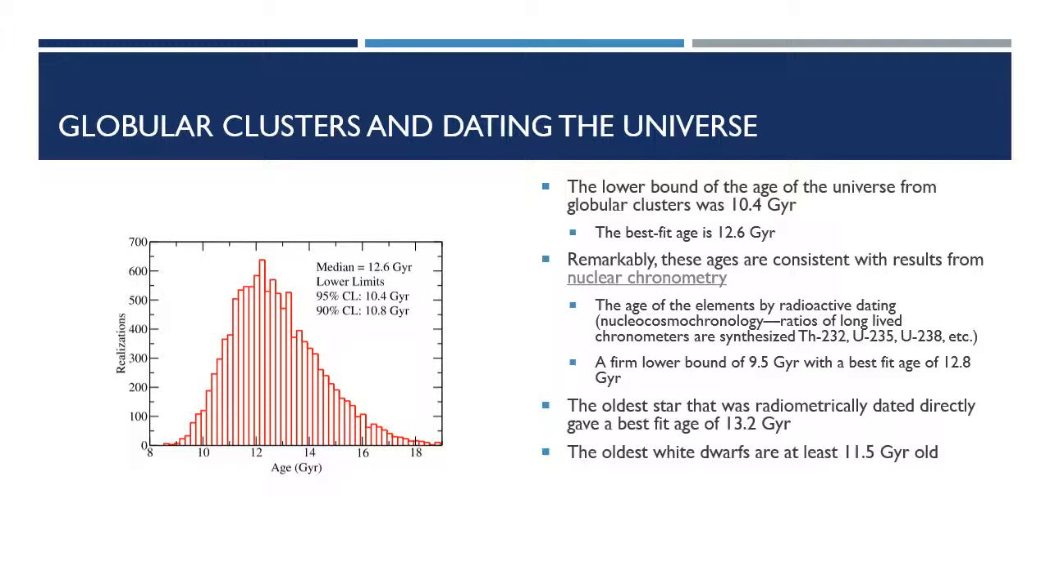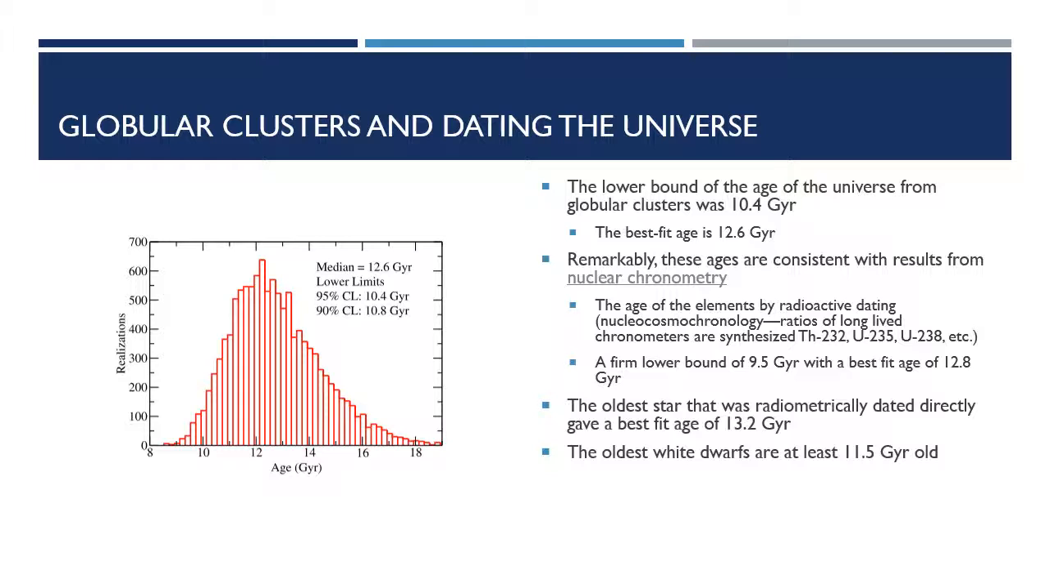Interestingly enough, that's really similar to nuclear chronometry, which would be comparing different radioisotope ratios of different elements. So you could look at thorium or uranium, lead, and so on and so forth. And those found a very similar result, where it gave a firm lower bound of 9.5 billion years. So the universe is at least 9.5 billion years old, but it had a best fit age of 12.8 billion years old. So basically, when you get these best fit ages, that tells you that on average, if you take the average of them, the universe is at least this old.